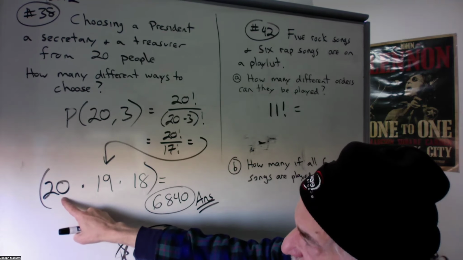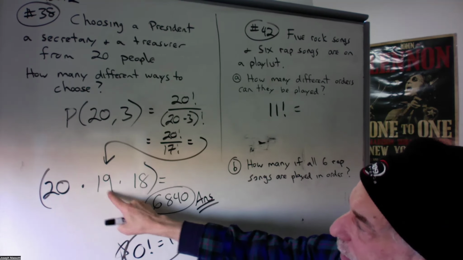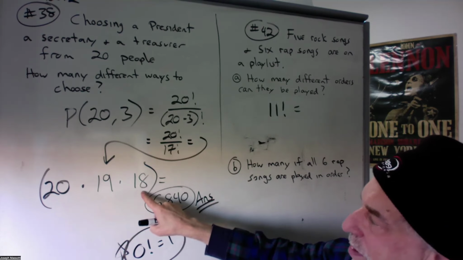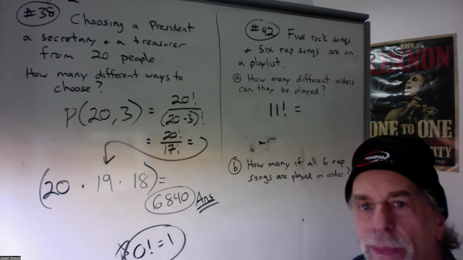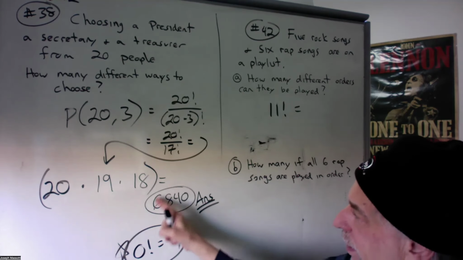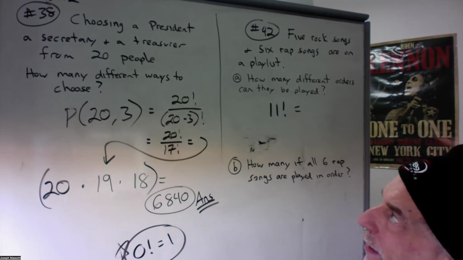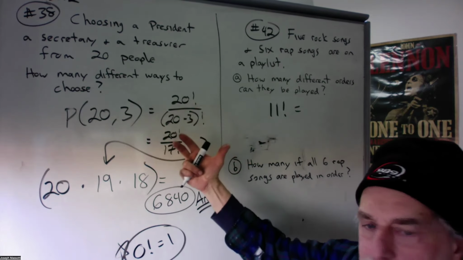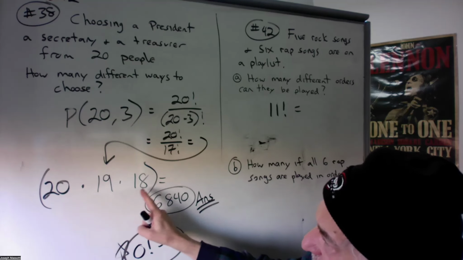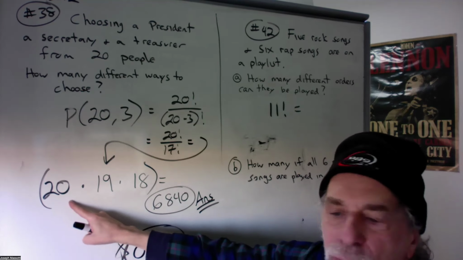So you got 20 choices for the president. Once you make that choice, you have 19 choices for the secretary. Once you make those 2 choices, you have 18 choices for the treasurer. So you can multiply 20 times 19 times 18, just thinking about it logically, and get your answer of 6,840 ways to choose these 3 people to be your president, secretary, and treasurer. But realize it's really a permutation question. Order matters, right? If you chose Bill, Mary, and Ted, well, that means Ted isn't the president. Ted can't be president because Bill's president, right?